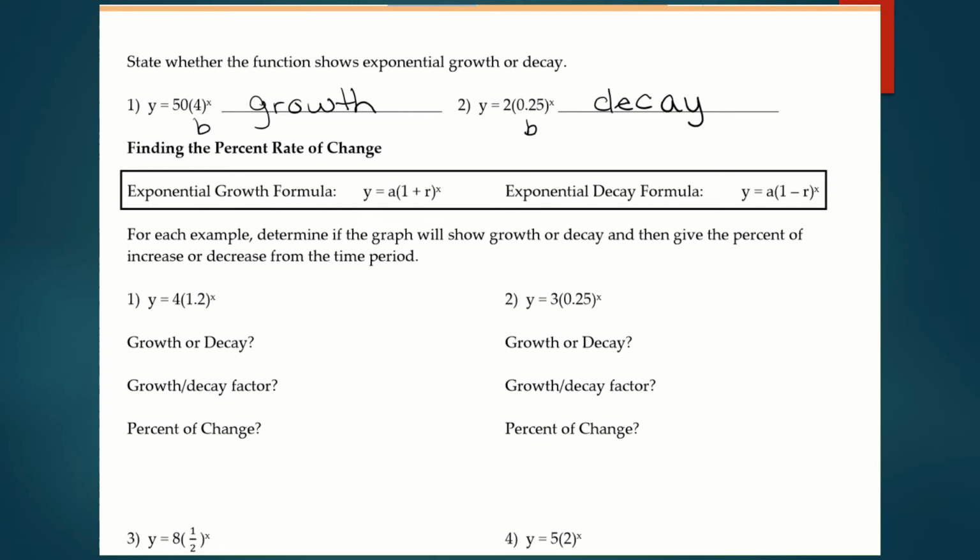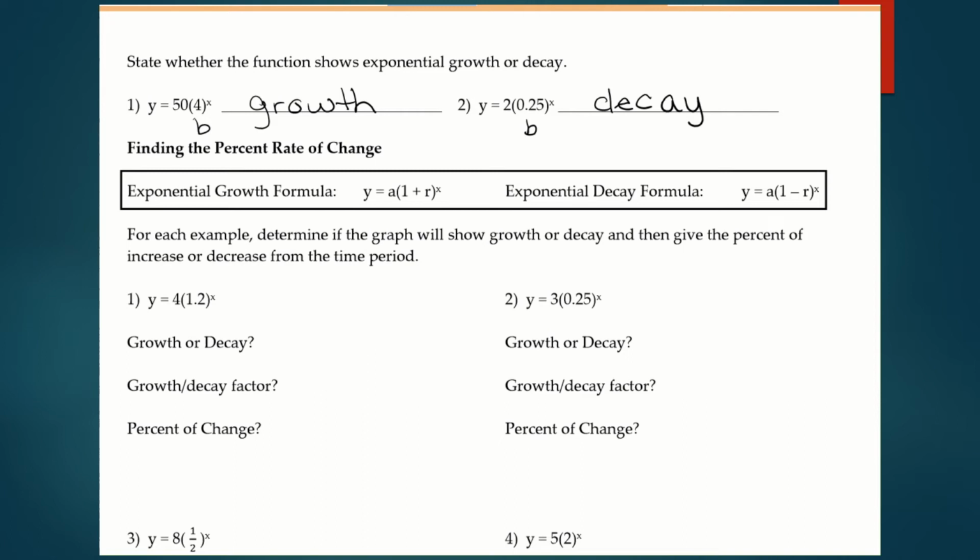So now we're going to take a closer look at our growth and decay factor, and we're going to talk about how the growth and decay factor is affected by a percent rate of change. So the percent rate of change is this r value. You'll see two formulas down below: y equals a times 1 plus r raised to the power of x, and y equals a times 1 minus r raised to the power of x. These are specific formulas that represent exponential growth and exponential decay.